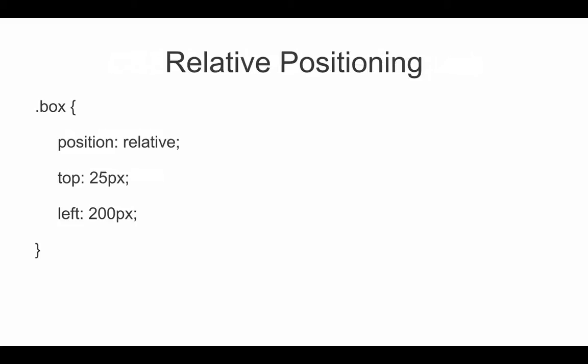For example, if we have a div and we give it the class of box, by changing its position to relative, we're able to then specify top, bottom, left, or right properties where we can give it a value of the number of pixels we would like to push it or move it relative to its initial position.